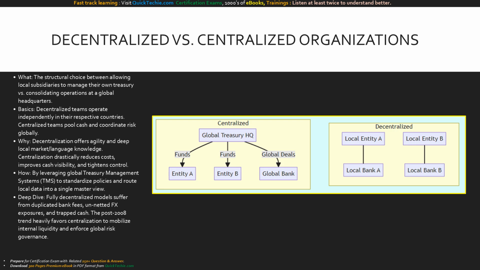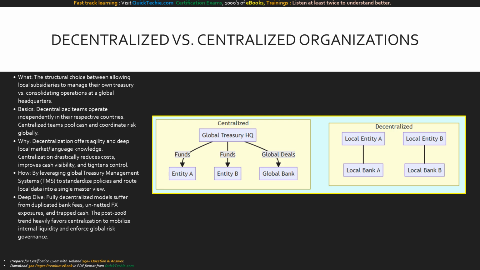This visual comparison starkly highlights the difference between the two structural models. On the left, in the decentralized block, you see local entity A dealing strictly with local bank A, completely isolated from local entity B. There is no synergy. Now, look at the centralized block on the right.